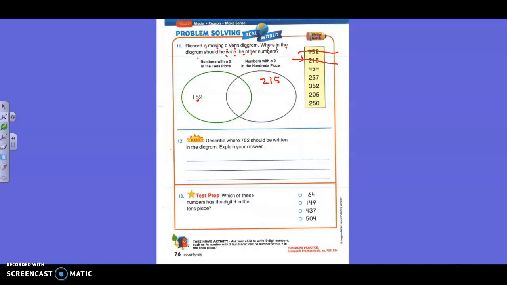What's this number? 454. Does it have a 5 in the tens place? Yes. Does it have a 2 in the hundreds? No. So what circle is it going in? Green. 454.